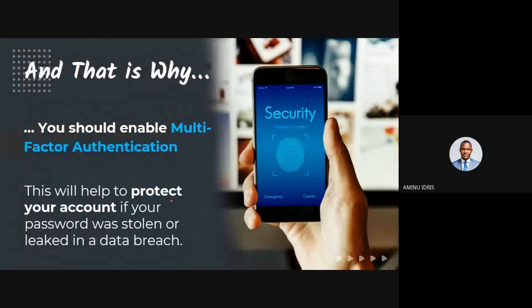So it is for that reason, in that regard, that it is recommended to use multi-factor authentication to help protect your account. Even if your password was stolen or somebody managed to gain access, he cannot access that account without the code issued by the authenticator app. So even if it was stolen or leaked during a data breach, you are safe. Nobody can access it. What saved you? It is God that saved you, but as a result of the action you took by putting multi-factor authentication into it. So it's very, very important.